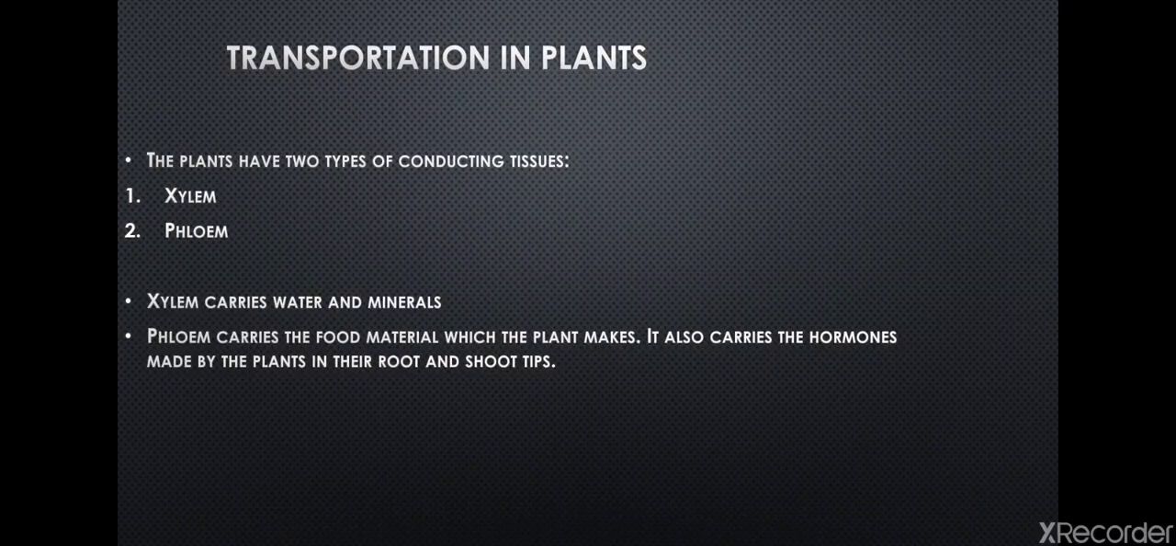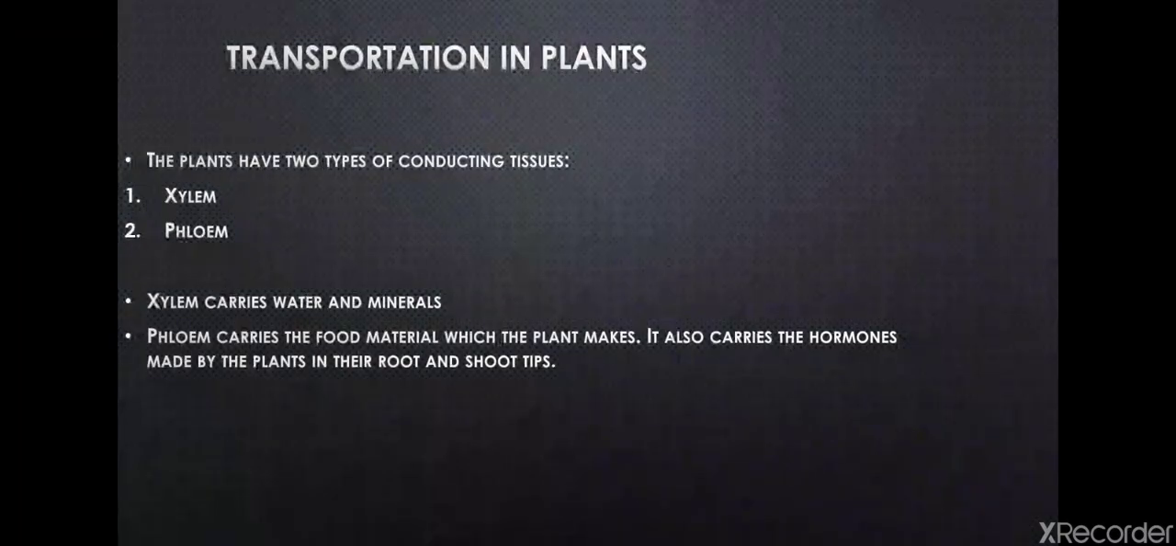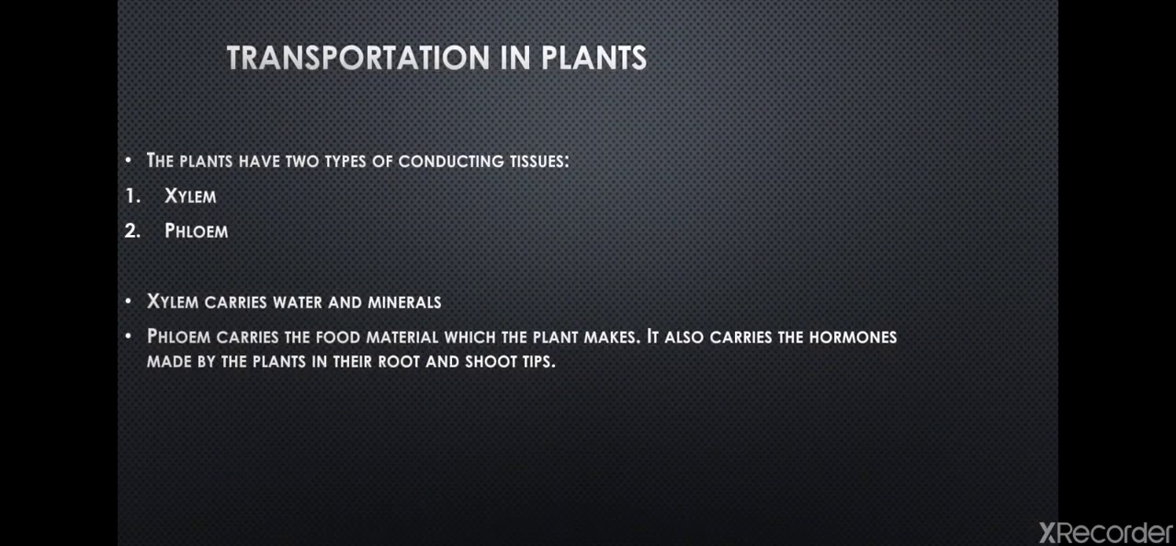Fine. So for the transportation of these materials, the plants have two types of conducting tissues, that is xylem and phloem. So xylem basically carries water and minerals, whereas phloem carries the food material which the plant makes. It also carries the hormones made by the plants in their roots and shoot tips.